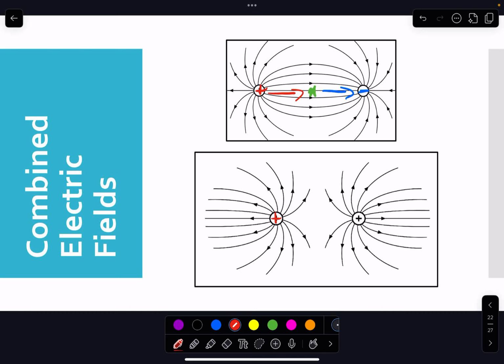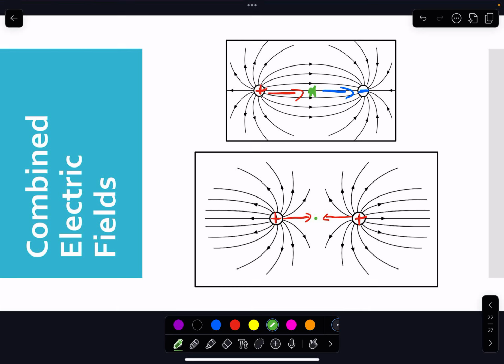Similarly, if I have a positive and a positive right there, this one is going in this direction and this one is going in this direction. All right, and so if those are both equal and opposite, then if I put a field sensor right here, it would actually end up being 0 because they're canceling them out.